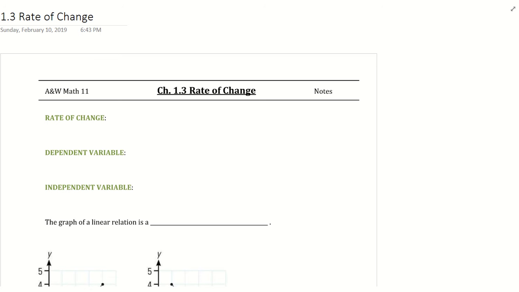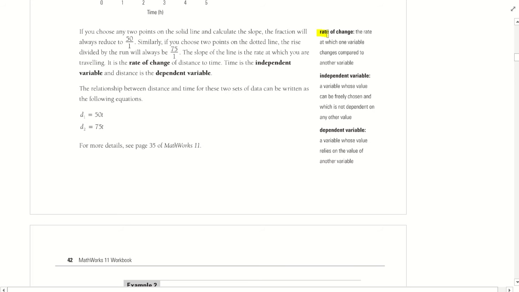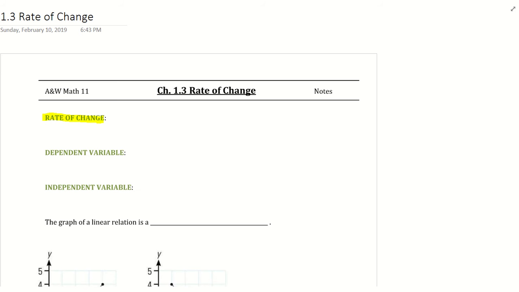All right, so the first term that we're going to look at is rate of change. Rate of change is the rate at which one variable changes compared to another variable, which is good to know. A good example of that is, say you have a variable of money, and how does that change compared to the variable of hours? So basically thinking of, what wage are you making per hour?